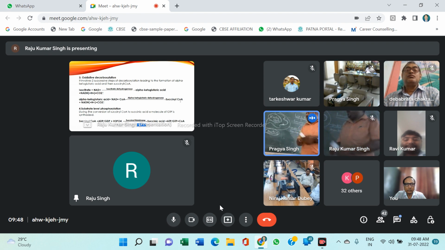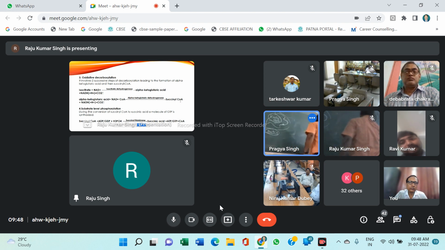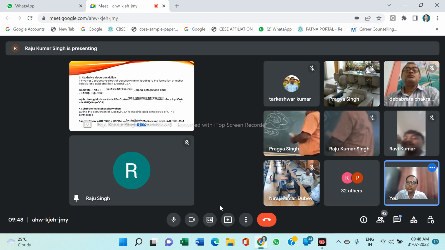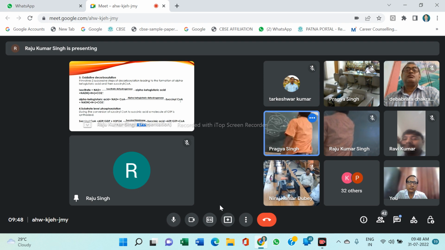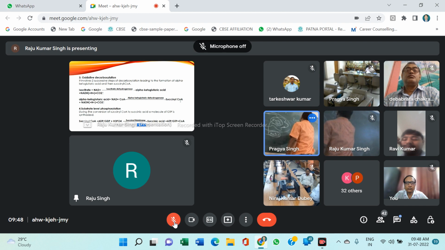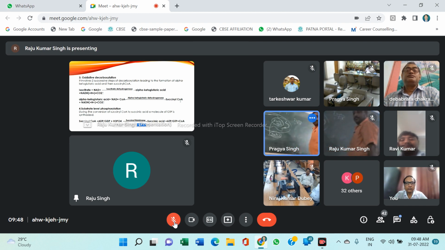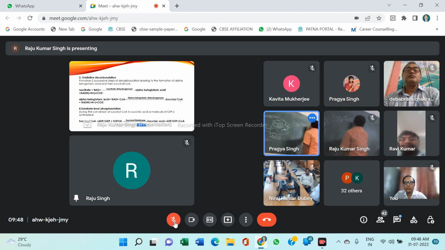So isocitrate, I'm writing here, isocitric acid, which was being formed, there is a formation of NADH from NAD. Thus, it is changing into oxalosuccinic acid.